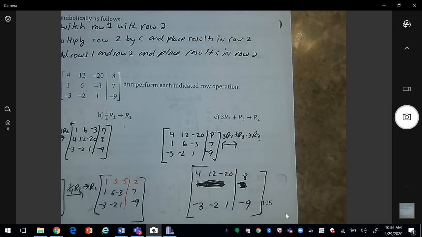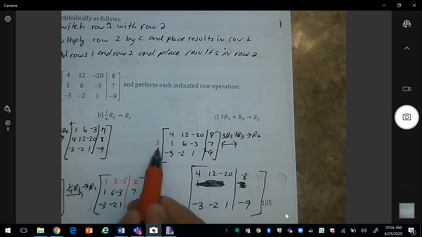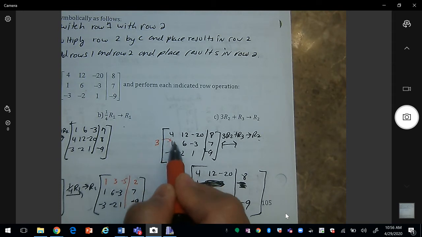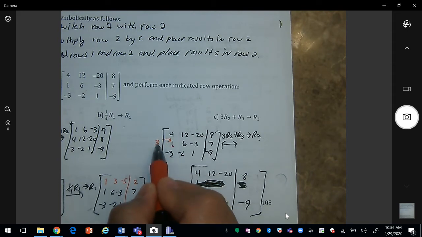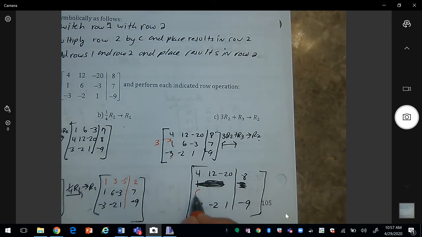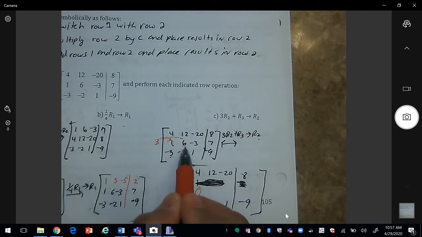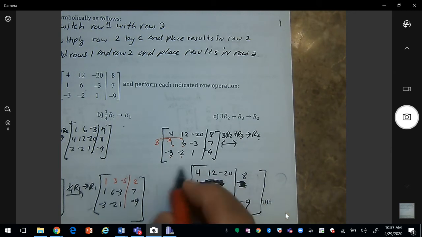So first we would multiply row 2 by 3. So I'm going to multiply it here. So that would be 3 times 1 is 3. And then the result we're adding to row 3. So 3 times 1 is 3 plus -3 is 0. And then -3 times 6 is 18 plus a -2 would be 16.